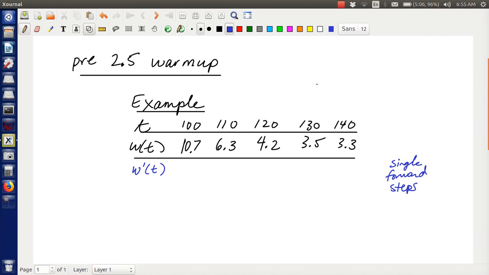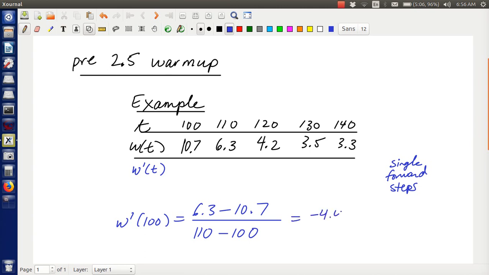Okay, so what we're going to do is we're going to start off with these 2 points, and we're going to put the derivative here in this spot. So we're going to say for w prime of 100, 6.3 minus 10.7 divided by 110 minus 100. Okay, so this ends up being minus 4.4 over 10, or minus 0.44.